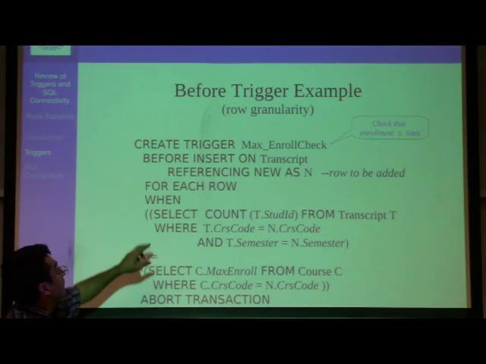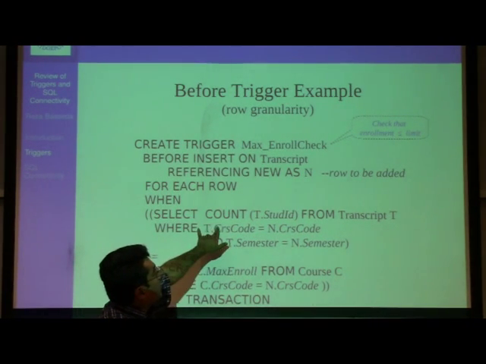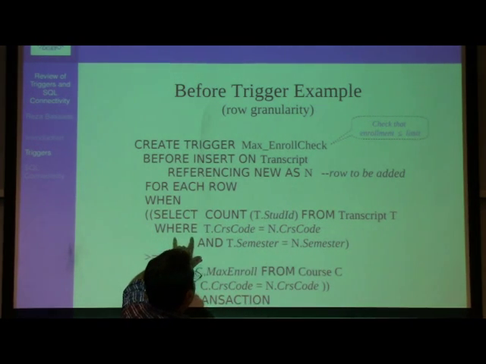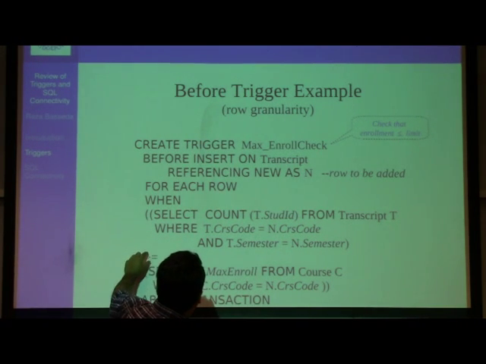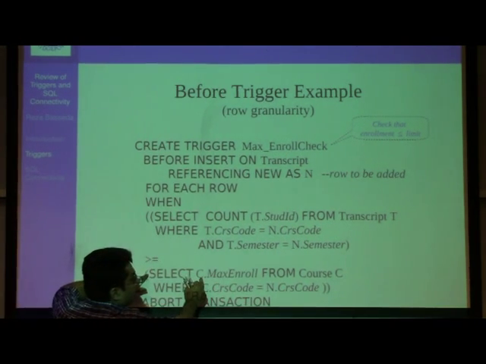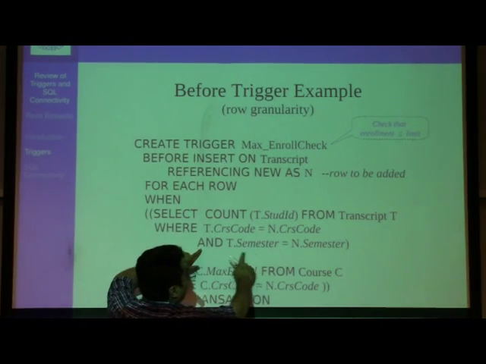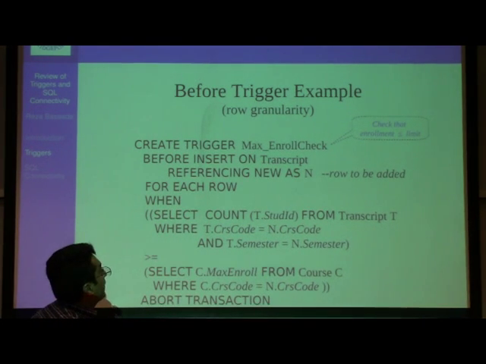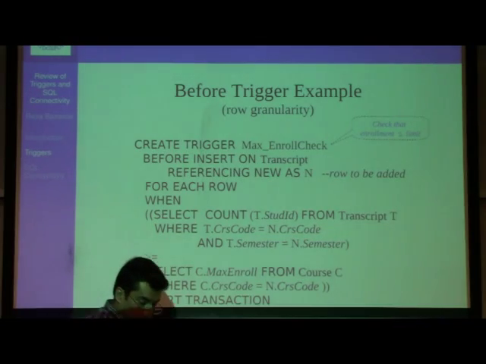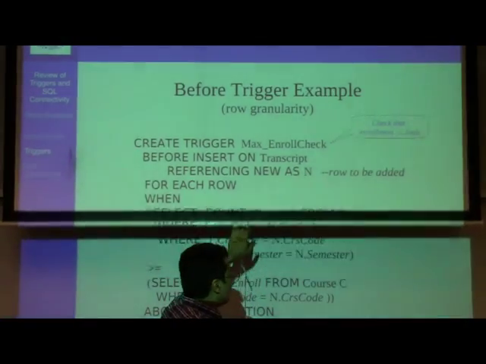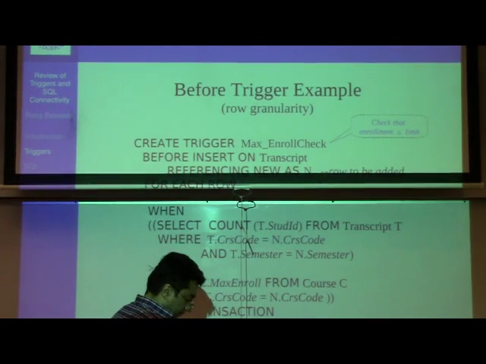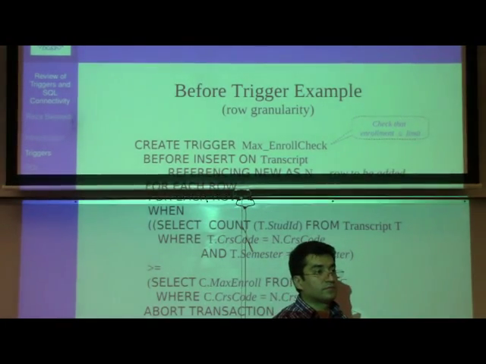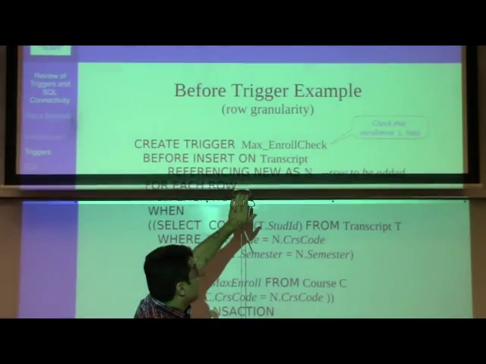So for each row, if the number of students in that course for that registration is greater than the maximum capacity of that course, in the same semester, where the course code is registered, then the transaction will be aborted. One question now. Did we specify maximum enroll anywhere? Maximum enroll is specified? Yeah, its maximum is specified.